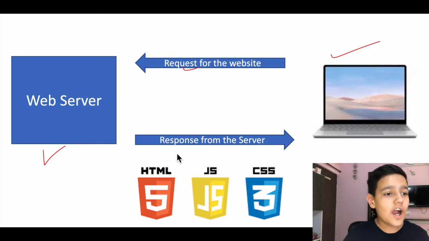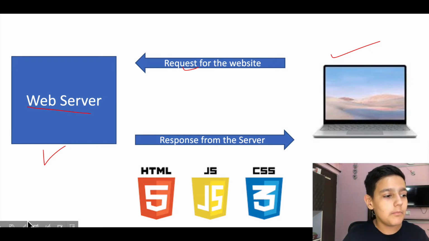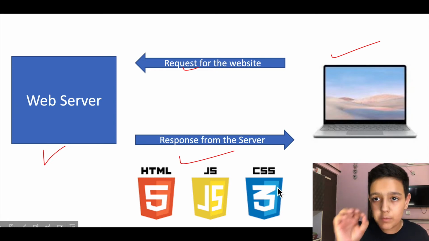And then after that the server analyzes the request, and there might be some backend present in the server, and I won't go into detail about the backend. So just take it that there is a backend present in the web server. And then after that the server will give us a response. And this response has HTML, CSS and JavaScript. This is the response from the web server.